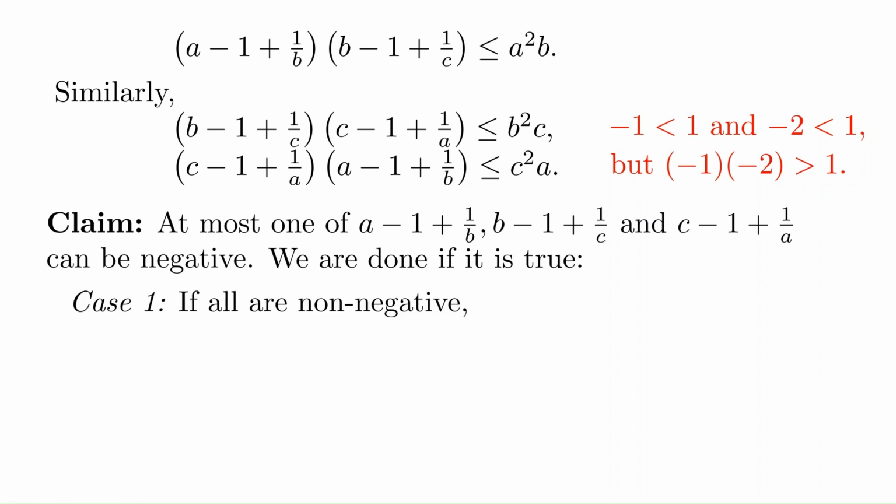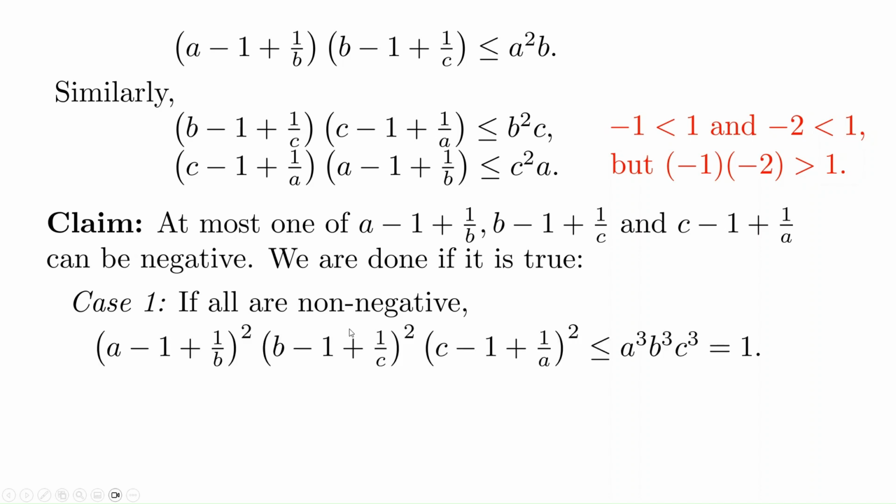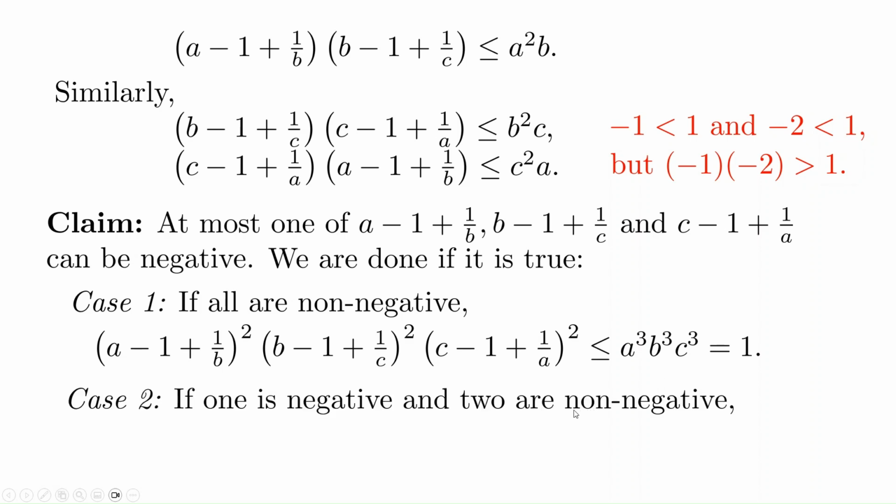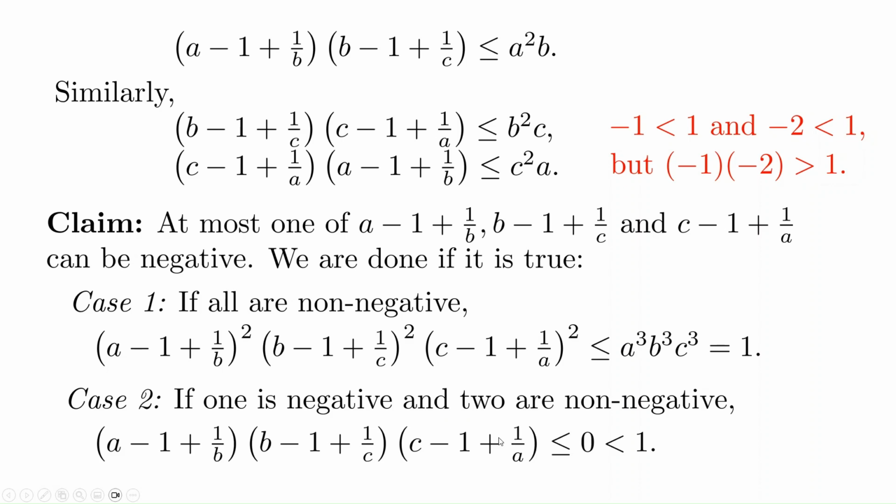The first scenario: if all 3 factors are not negative, then we can multiply the 3 inequalities. The inequality sign remains in the same direction, and the right-hand side is A cubed B cubed C cubed, which is 1. We are done. Scenario 2: if one of the factors is negative and the other 2 are not, then their product cannot be positive, which is of course less than 1.